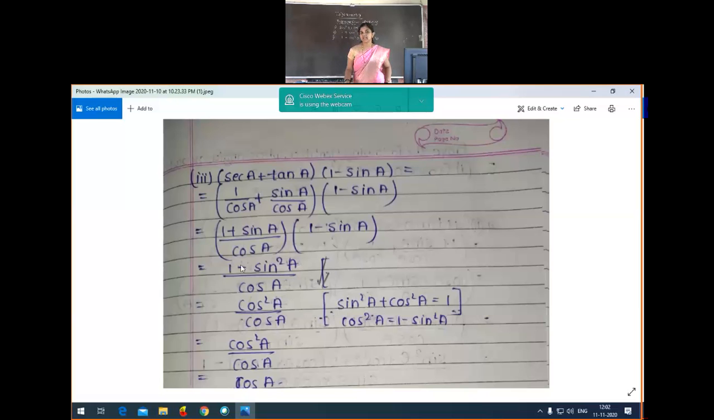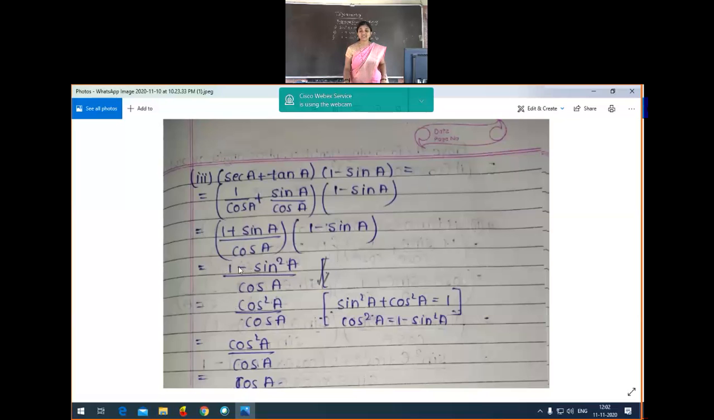For that, secant A is 1 by cos A, plus tan A, sin A by cos A, into 1 minus sin A as it is. Then here cos A is the same denominator. Add the numerator: 1 plus sin A into 1 minus sin A. That is a plus b into a minus b. Can we apply that identity? A square minus b square: 1 square is 1 only, minus b square is sin square A, divided by cos A into 1, which is cos A only.